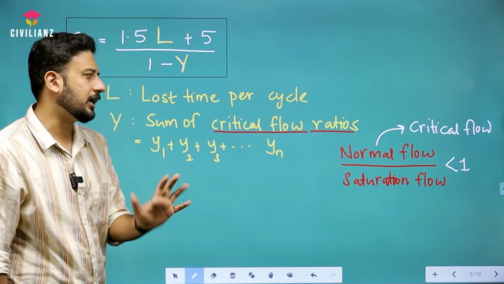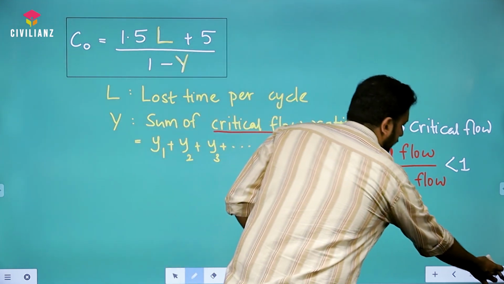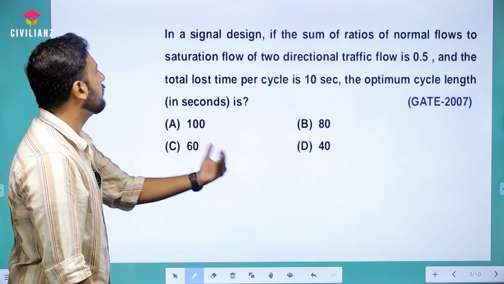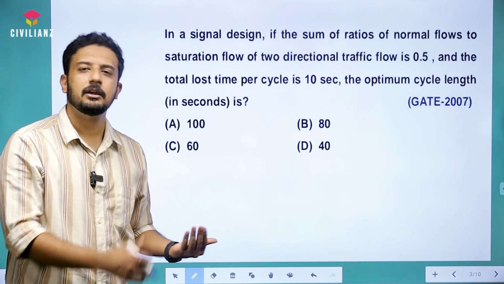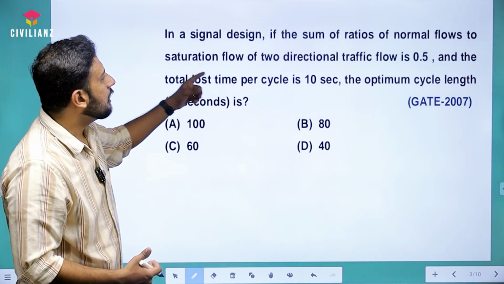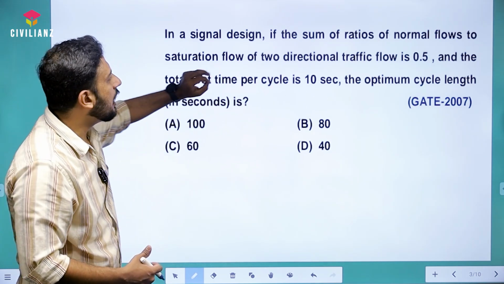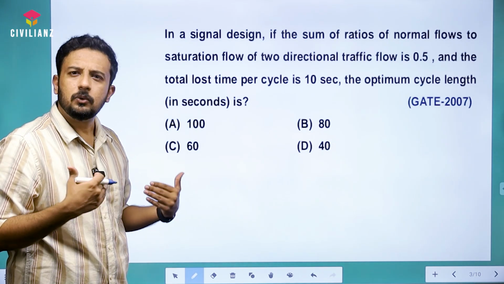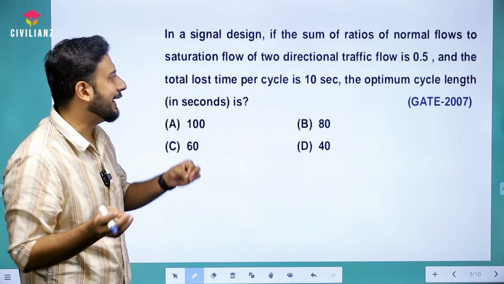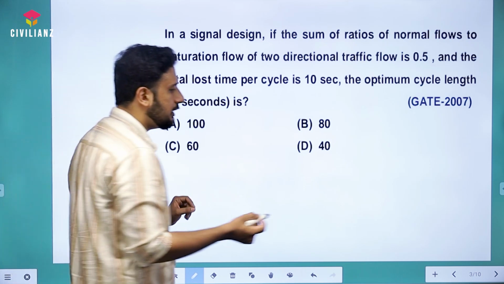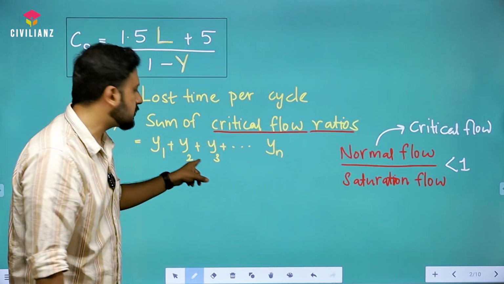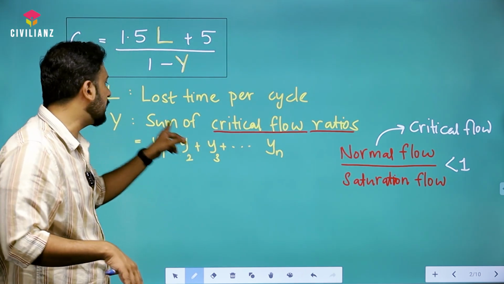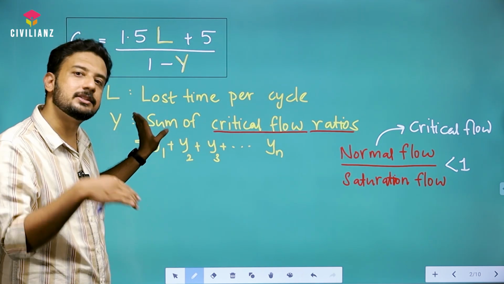Okay, all these will be very small values. Now again, going back to the question: the sum of ratios of normal flow to saturation flow, what is the meaning of that? The capital Y value is 0.5, which means how many small y values will we have here? We don't know as of now, because they have directly given the capital Y value. Sometimes they will give different small y values, and we need to add them to find this capital Y, or sometimes they directly give the sum value itself, capital Y itself.